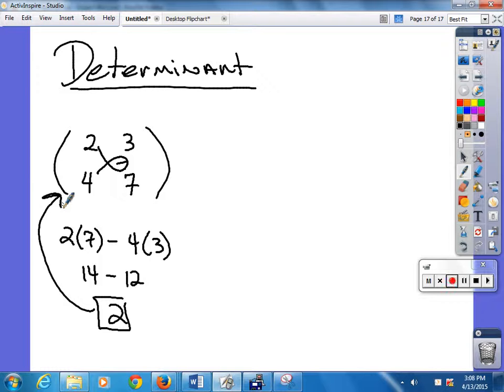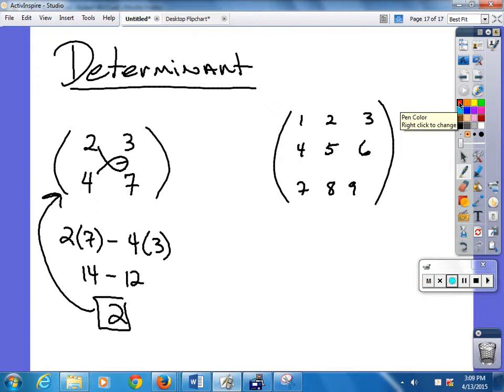Now what about 3 by 3? We're getting there. 3 by 3. 1, 2, 3, 4, 5, 6, 7, 8, 9. The first thing you do is, I'm going to take this and do it in red. Keep, change, keep. Write that up there, and write the words out if you have to. Keep, change, keep.